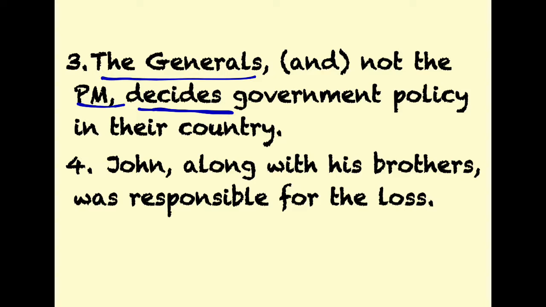Now, the next sentence is: John, along with his brothers, was responsible for the loss. John, singular subject, right? His brothers, plural subject. What is the verb? The verb is singular. It means that it agrees with the first subject. Now, in some cases, the verb agrees with the first subject, and in other cases, it agrees with the second subject, the nearest one. So, you have to decide which sentence conveys proper sense, which sentence seems natural.